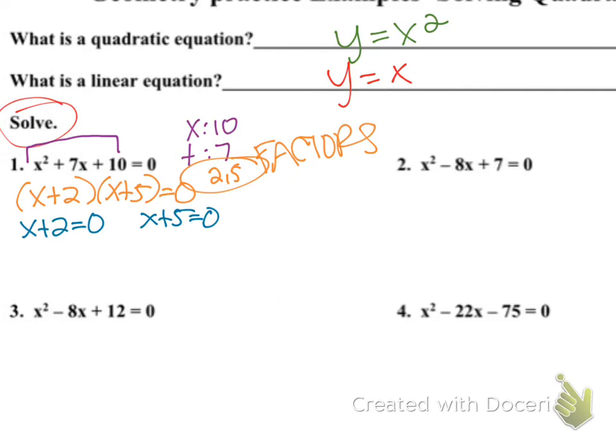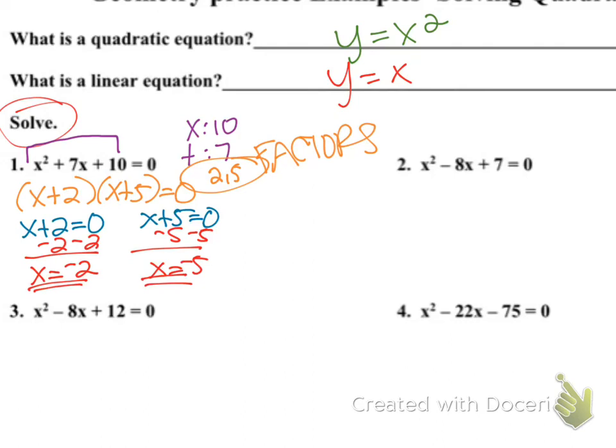So on this first equation, I would subtract 2. So x would be negative 2. And in the second equation, I would subtract 5. So x would be negative 5. And these are called solutions.